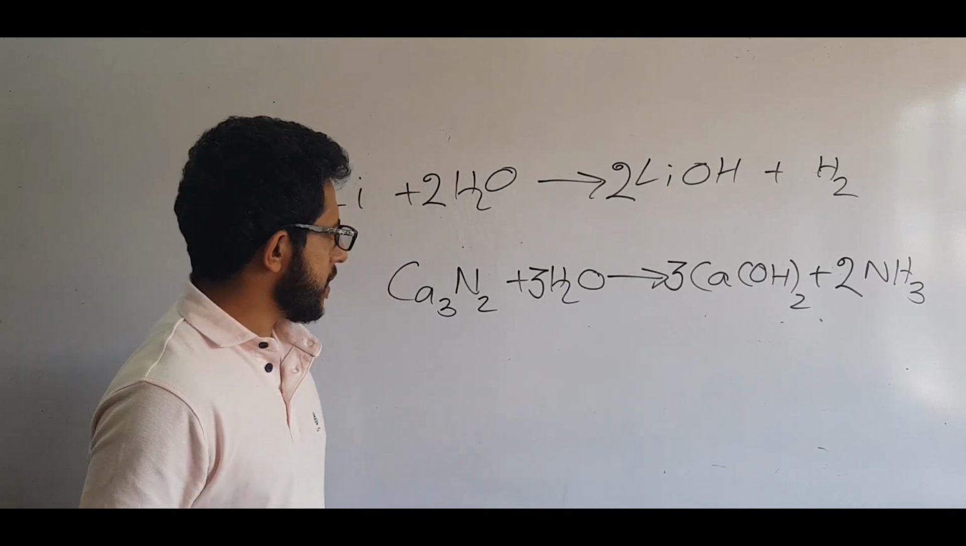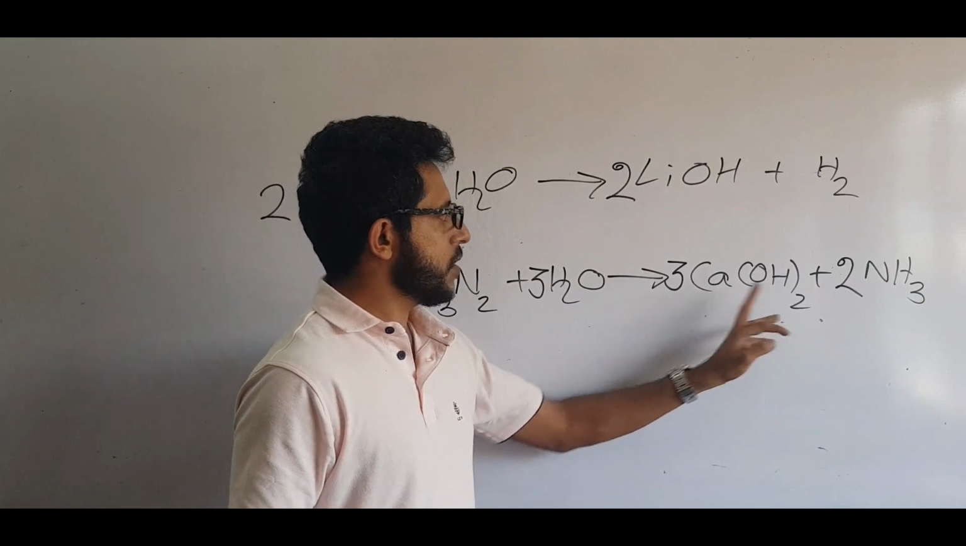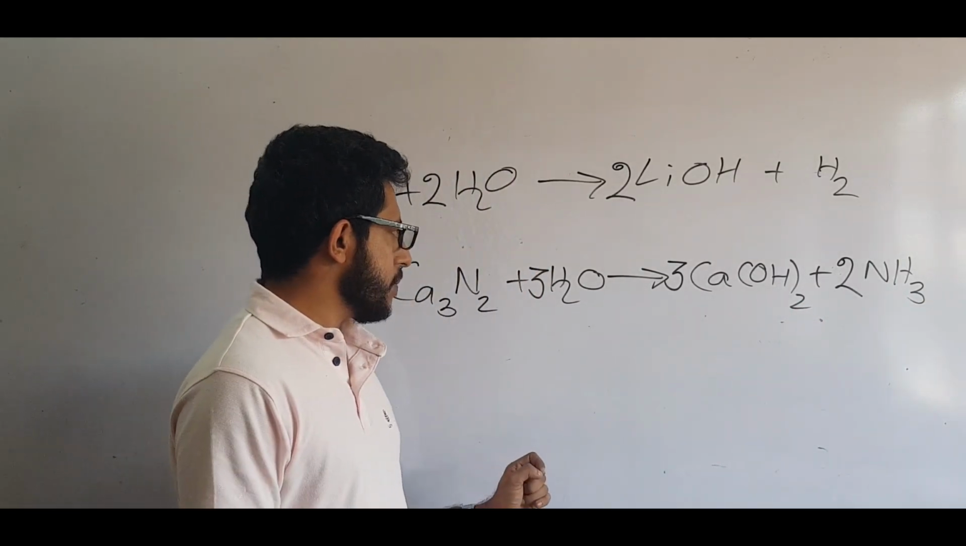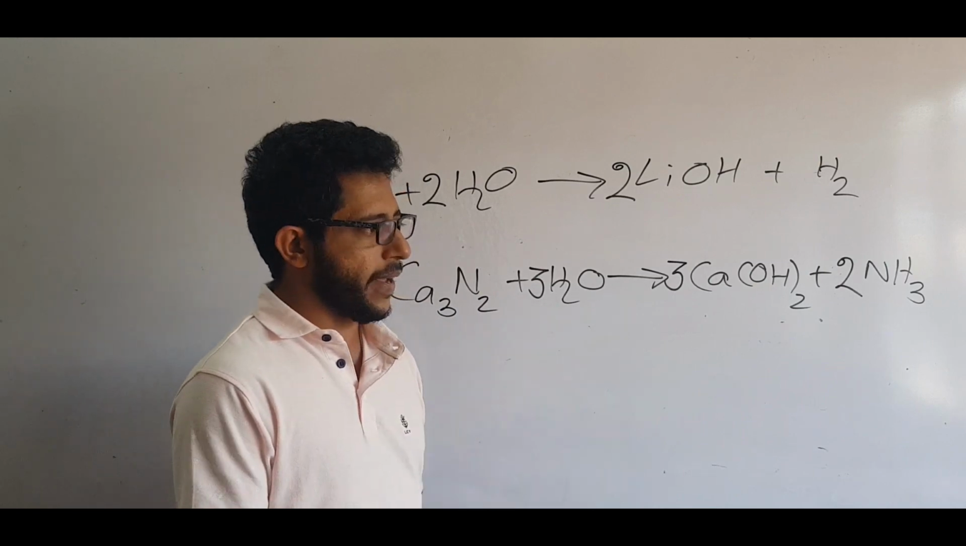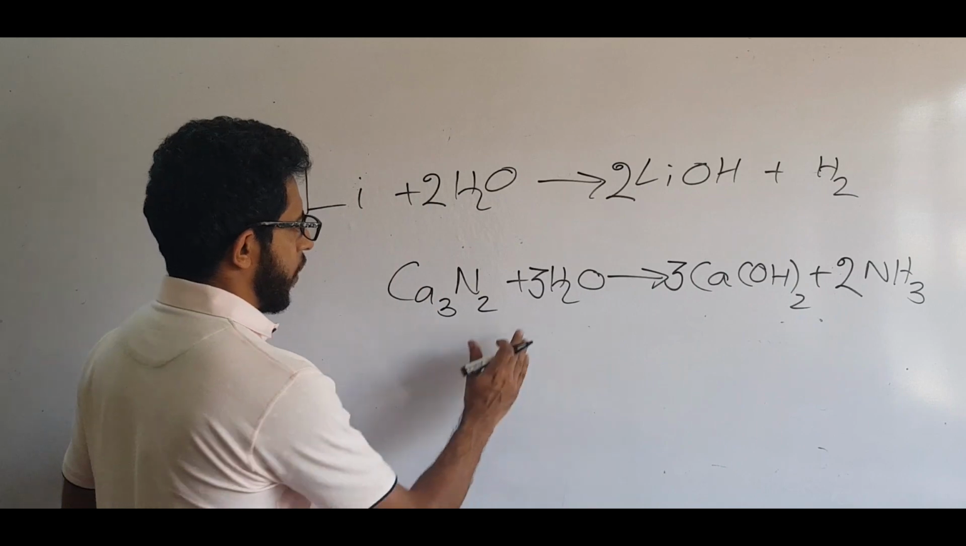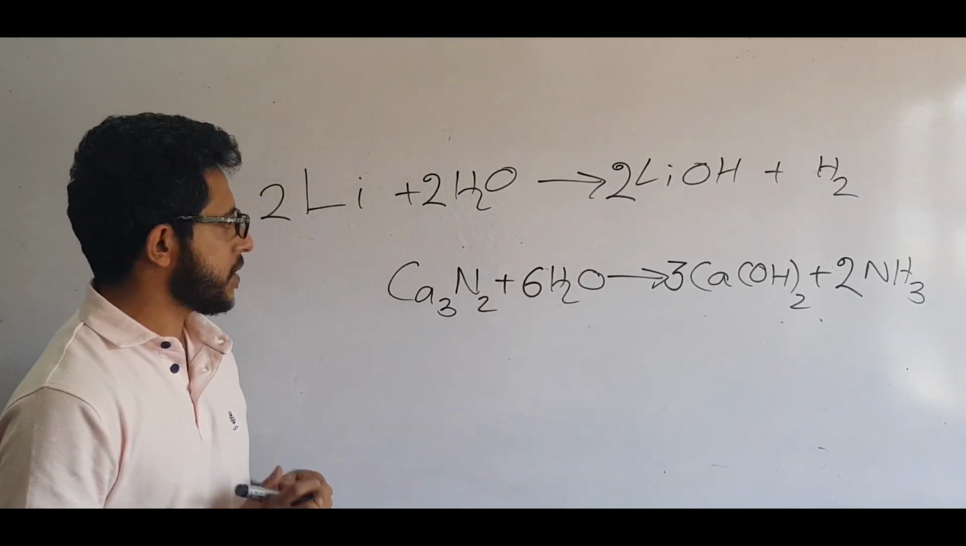Let's see whether it's balanced now. 3 into 2, 6 hydrogen. 3 into 2, 6. 2 into 3, 6. 6, 6, 12. It's not balanced, but it is looking close. Because oxygen you have 2 here. 2 into 3, 6. So what I can do is, I can put 6 here and check whether it's balanced.